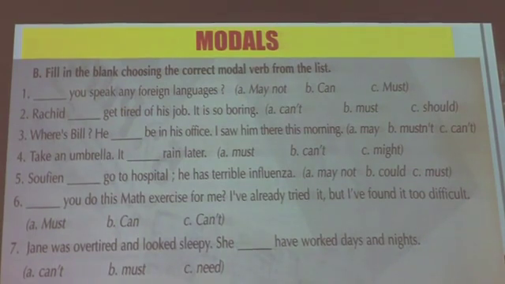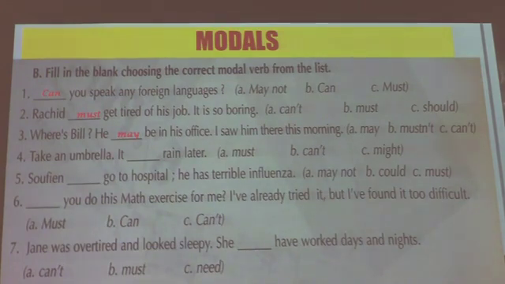Okay, so let's start the correction. Number one, we have you speak any foreign languages, and as I told you before, speaking a foreign language is an ability, okay? So here you are. Can you speak any foreign languages? So the answer is going to be yes, I can. No, I can't. For number two, Rashid get tired of his job. It's so boring, okay? So the result of the job is being tired. So for sure, Rashid must get tired of his job. Number three, where is Bill? He and be in his office. I saw him there this morning, okay? He may be in his office. Why? Because I saw him there this morning. Maybe he is still there.